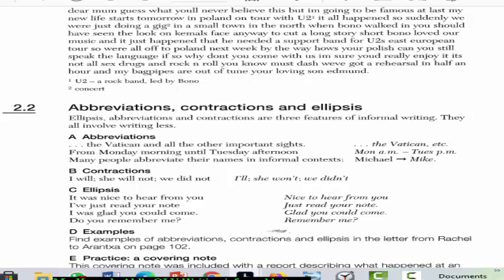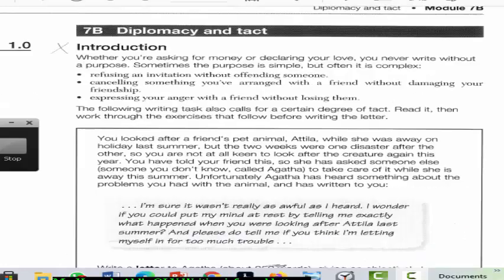Contractions are words with apostrophes, and also ellipses. Contractions like here: instead of saying I will, you can say I'll; she will not, you say she won't, and so on. Ellipses, like here, it was nice to hear from you. You can drop the words it was and say nice to hear from you. So that's ellipsis, which is acceptable in informal letters. So that's all about writing informal letters.